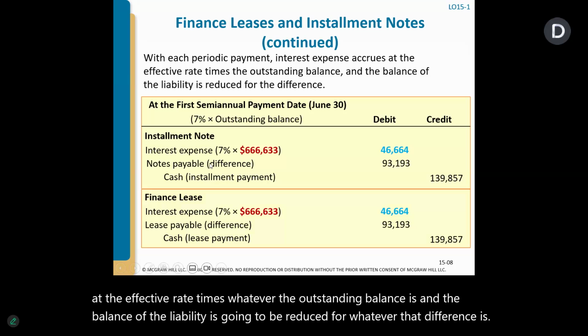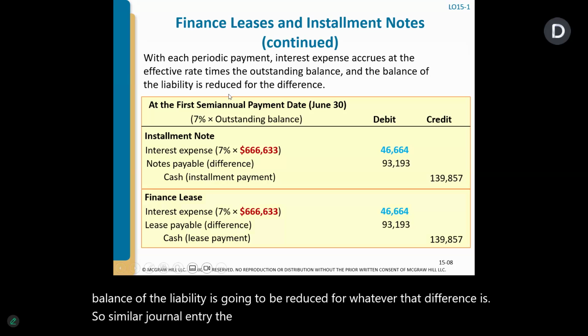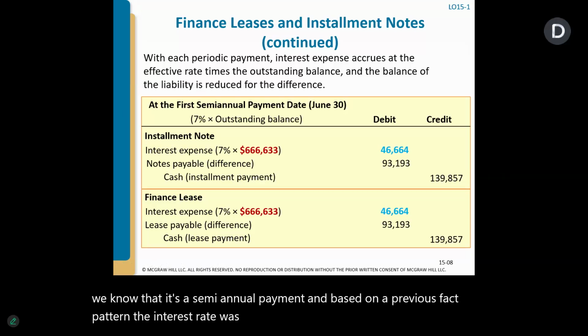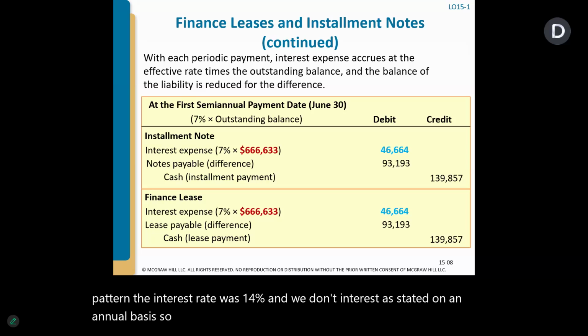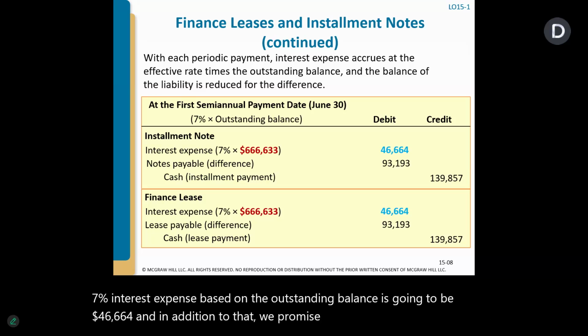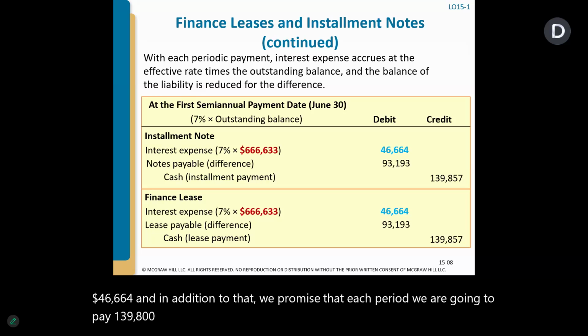Similar journal entry, the interest expense. How did we determine that? We know that it's a semi-annual payment, and based on a previous fact pattern, the interest rate was 14%, and we know interest is stated on an annual basis. Semi-annual means twice a year. Therefore, 7% interest expense based on the outstanding balance is going to be $46,664. And in addition to that, we promise that each period we are going to pay $139,857. It's not going to change.